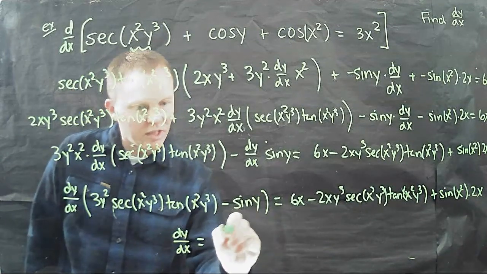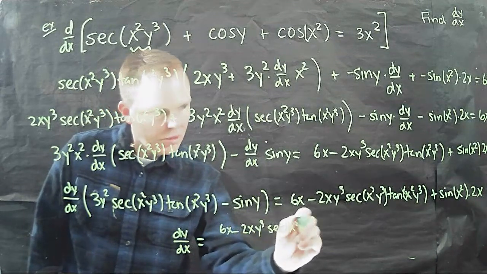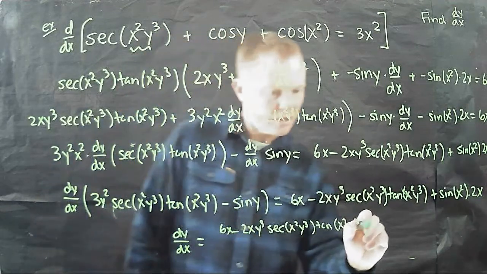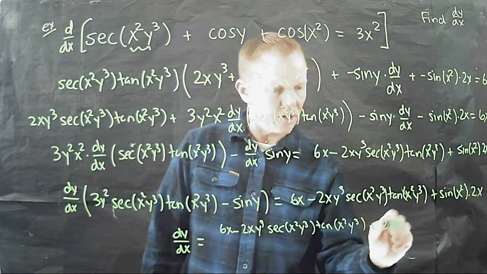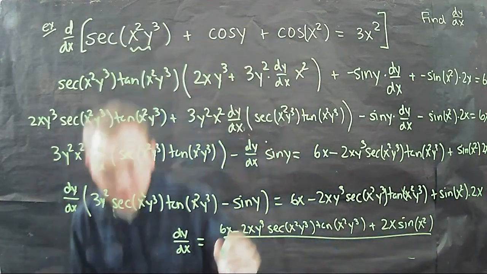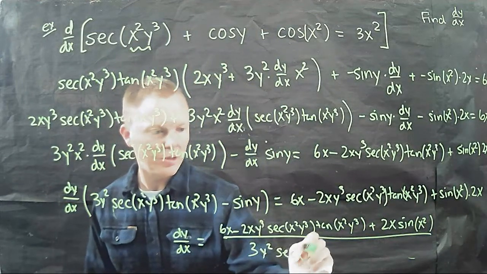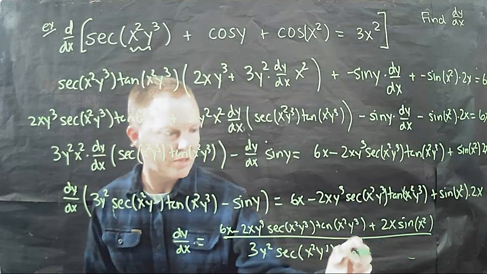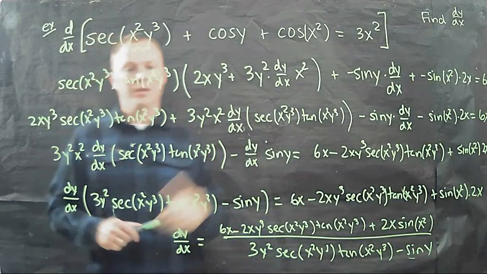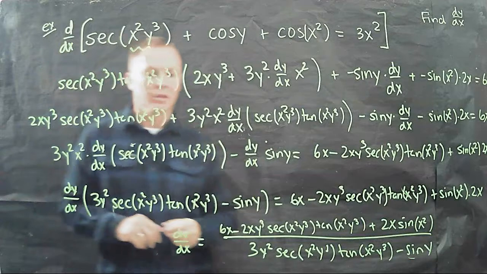So it's going to be 6x minus 2xy cubed secant x squared y cubed tangent x squared y cubed plus, I'll put the 2x in front, 2x sine of x squared, over 3y squared secant of x squared y cubed tangent of x squared y cubed minus sine y. Whew! And that's dy dx. Woo, baby. What a mess. Okay?